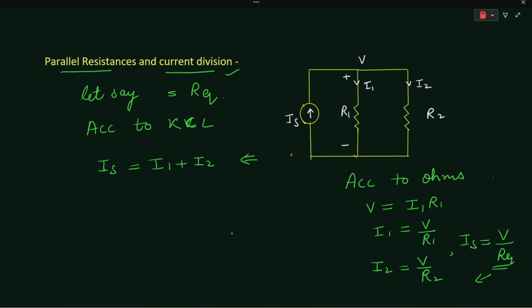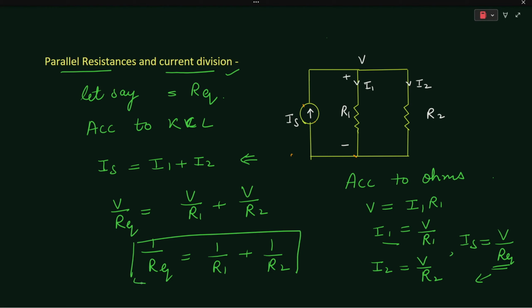After substituting these in this equation, V upon R equivalent will be equal to V by R1 plus V by R2. So it means that 1 upon R equivalent will be equal to 1 by R1 plus 1 by R2. This is the total, or equivalent, resistance of these resistors which are connected in parallel with each other.